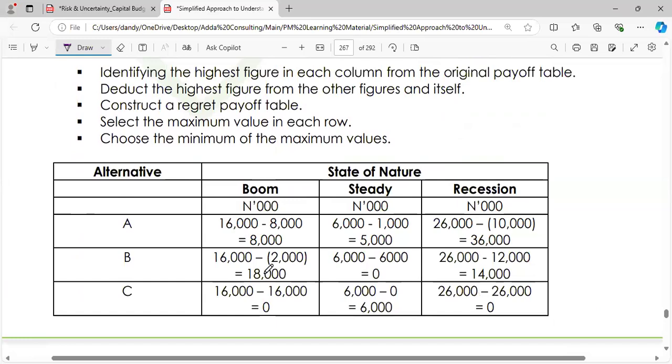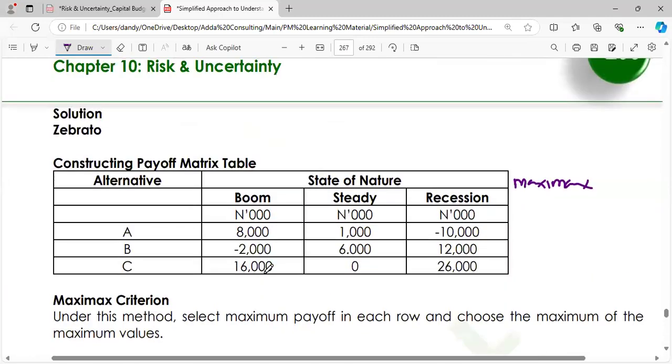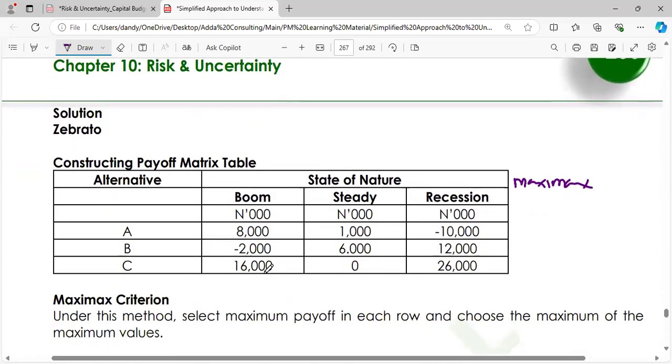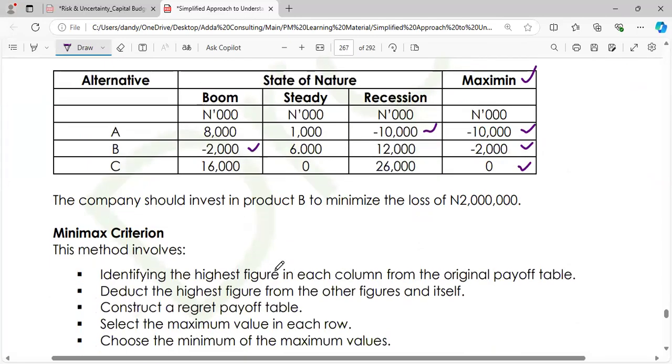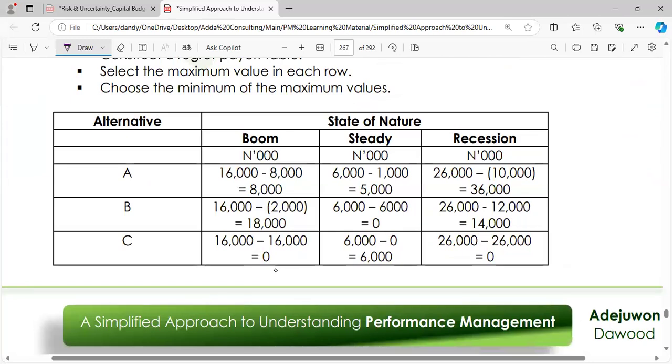So looking at the original payoff table, for the first column, under boom, the highest figure there is 16,000. Therefore, 16,000 minus 8,000 will give us 8,000. 16,000 minus minus 2,000 will give us 18,000. 16,000 minus 16,000 will give us 0. So that's what we are going to do for all the states of nature. And that's what we have done here.